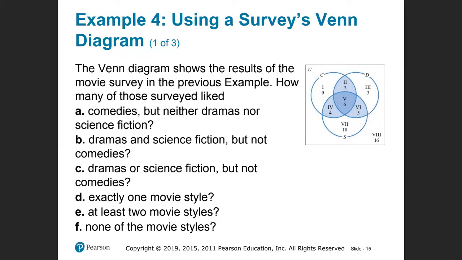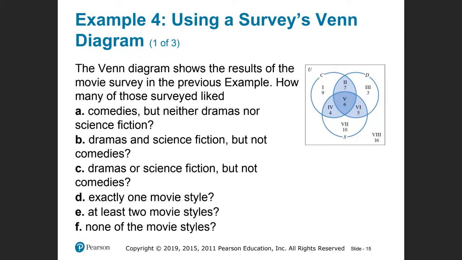Example 4, using a survey's Venn diagram. The Venn diagram shows the results of the movie survey that we did in example 3. How many of those surveyed liked: A, comedies, but neither dramas nor science fiction; B, dramas and science fiction, but not comedies; C, dramas or science fiction, but not comedies; D, exactly 1 movie style; E, at least 2 movie styles; F, none of the movie styles.